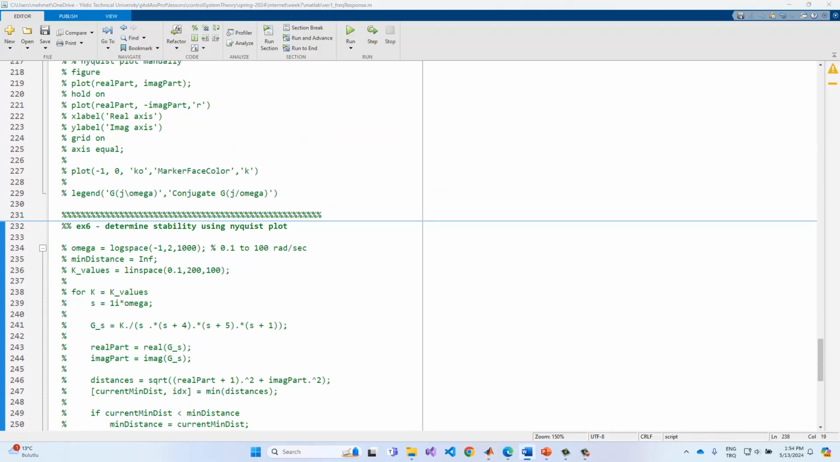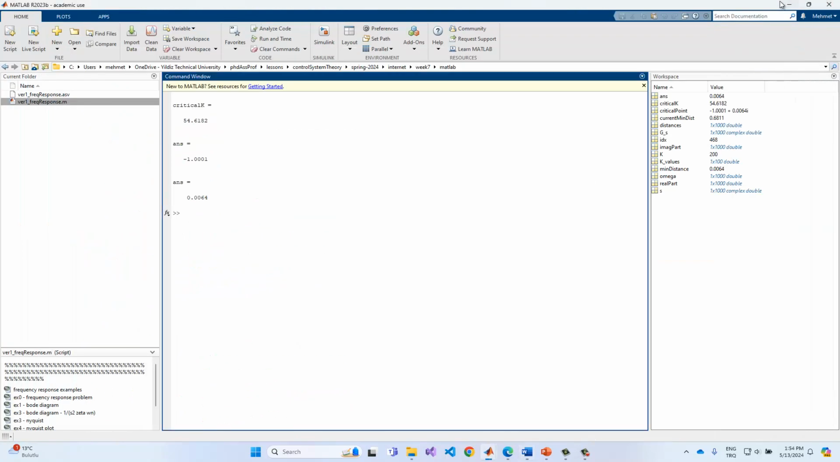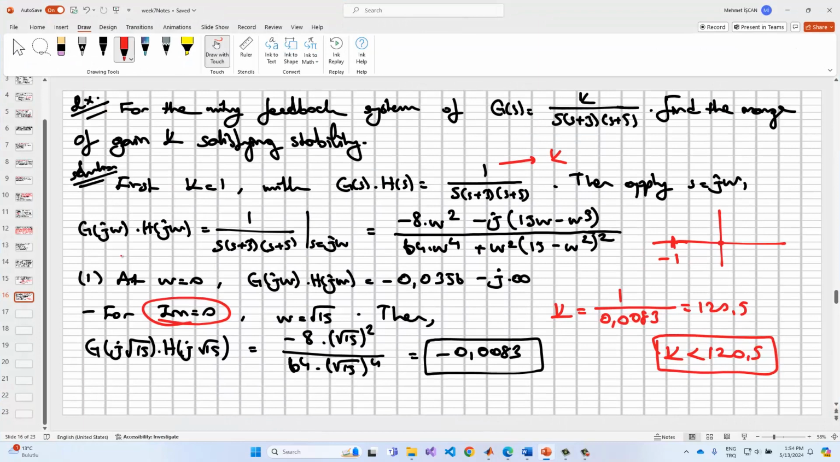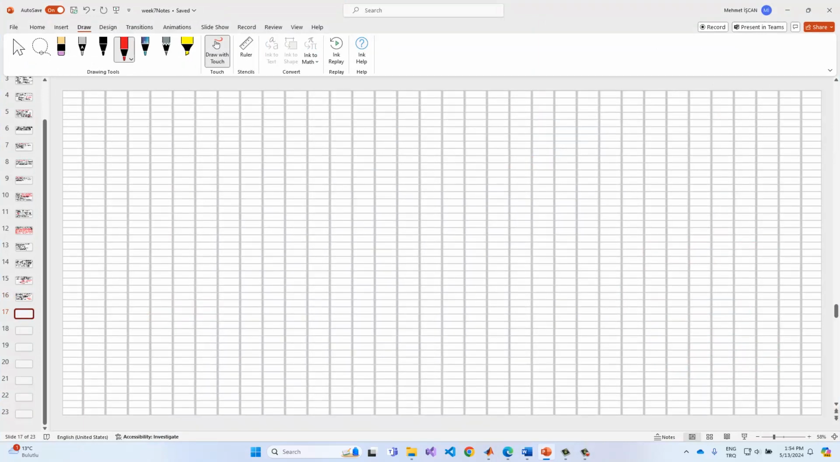So now we must give another topic about the frequency domain, okay? Which is called the gain.